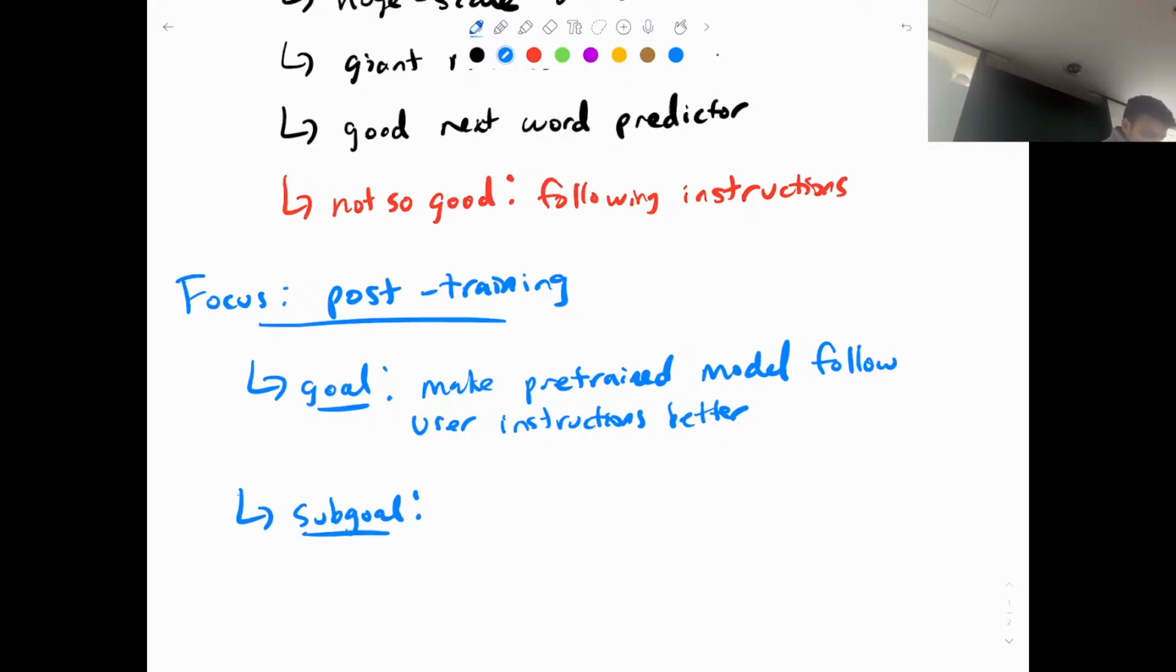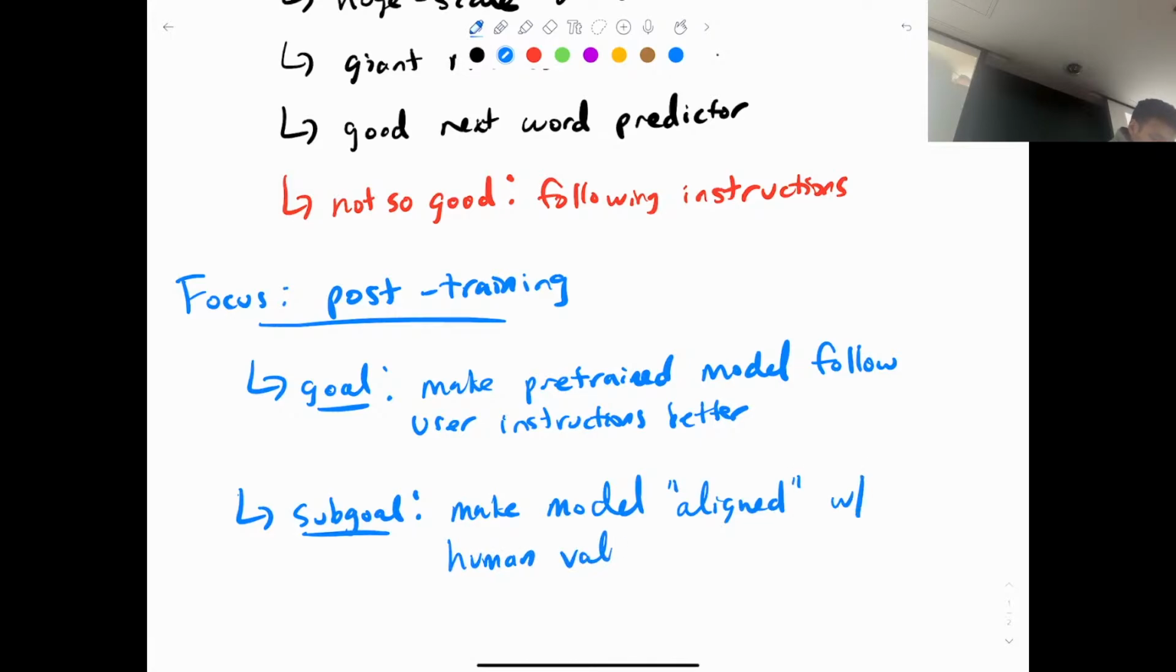is to make the model aligned with human values, for whatever definition of human values you want to choose. You will see this term alignment over and over in different papers and model releases and so on. Most of the big labs have teams dedicated to alignment.